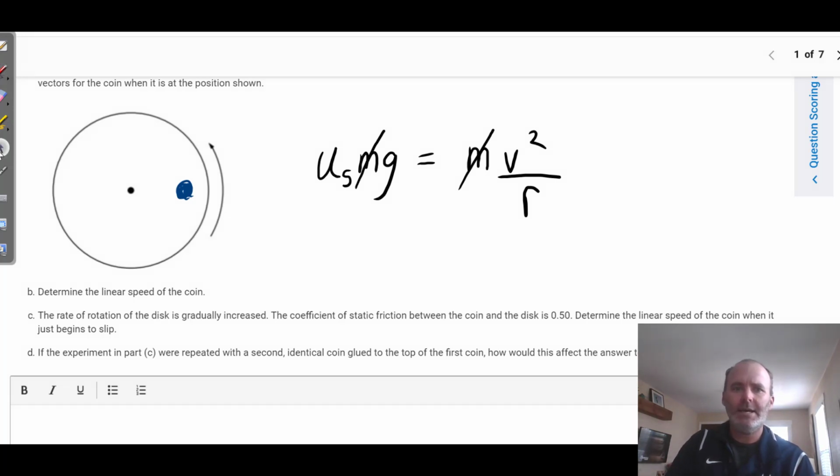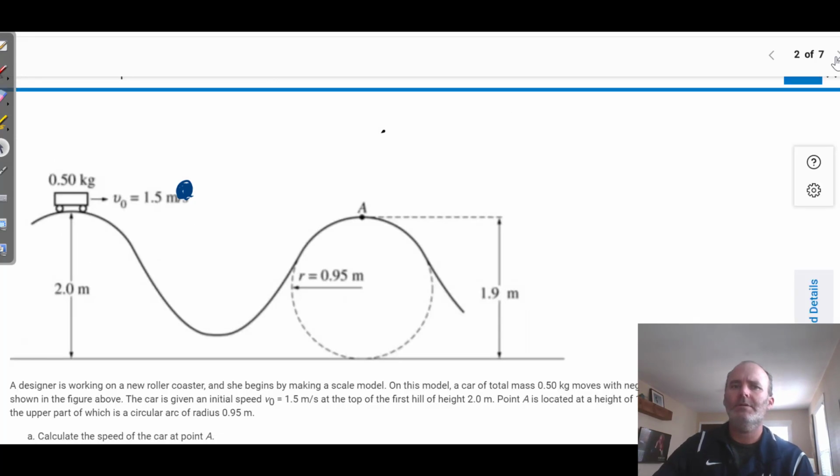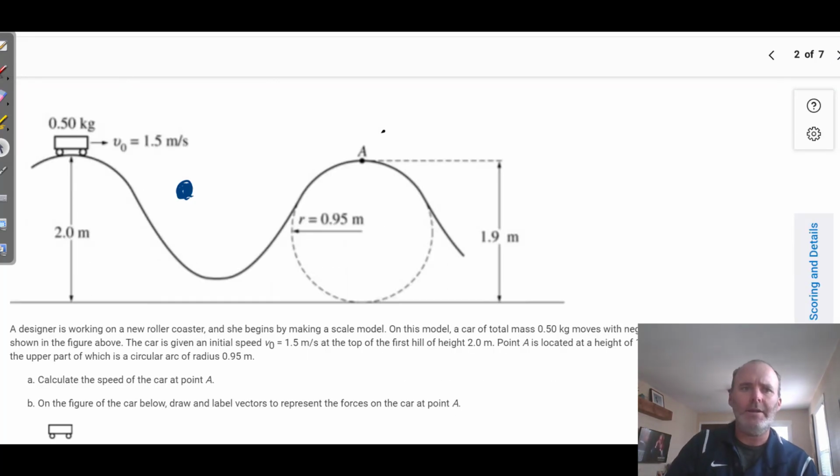Okay, let's look at the next question now. So let me erase this, and we will go to the next question. All right, so in this question we have a roller coaster car. It's going down the roller coaster and up over, it's going to crest over this top, and it's saying that this is an arc, this is part of a complete circle.